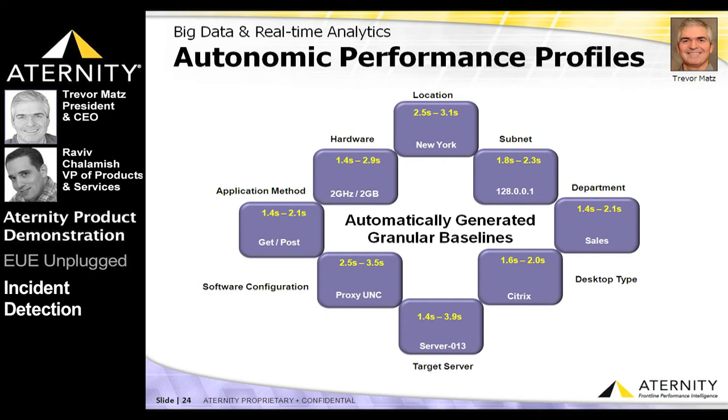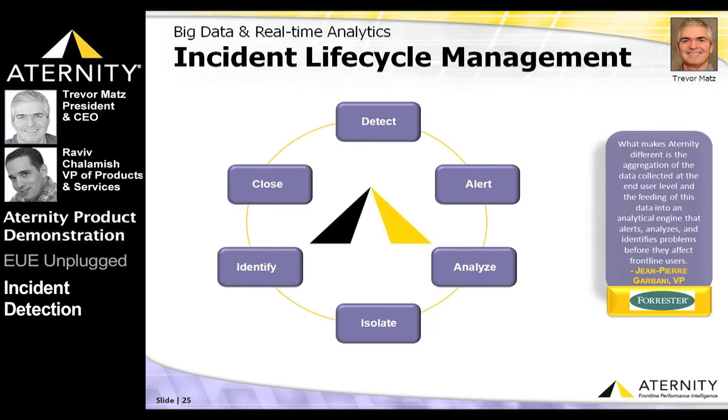In addition, manual thresholds can be set to complement these automatically generated baselines. Manual thresholds are very helpful in SLA management, for example. As soon as performance deviates from the baselines or thresholds, a problem is automatically detected. Alerts are generated, and the trouble tickets in the ITSM system that Dave mentioned are opened. The business impact is analyzed. The impacted users are isolated and identified, and the probable cause is classified. And Aternity continues to monitor the problem throughout its lifetime, closing the problem automatically once performance returns to normal.